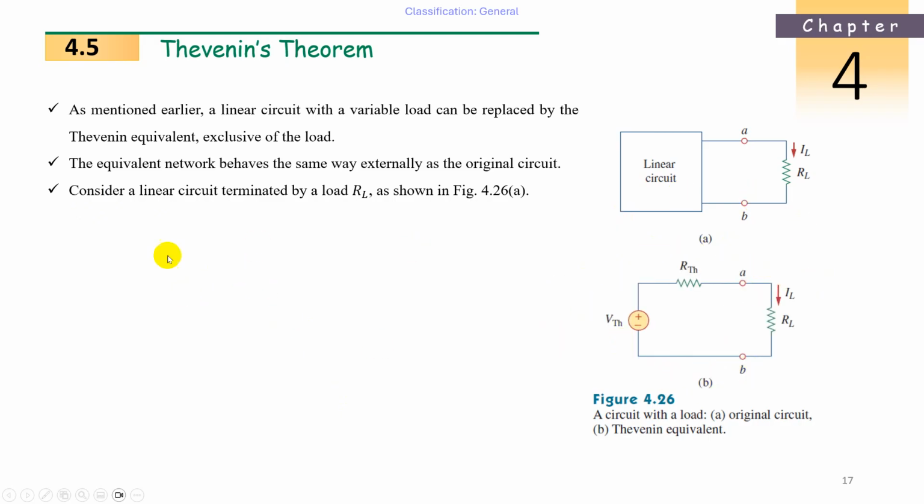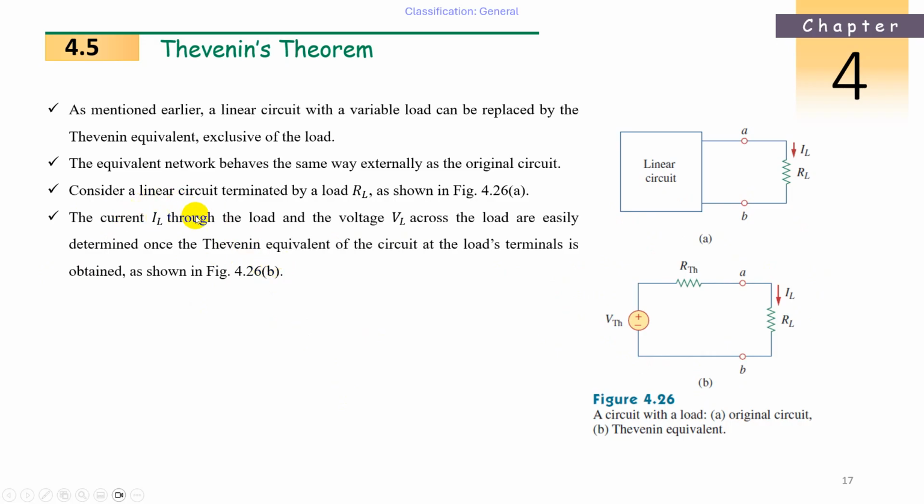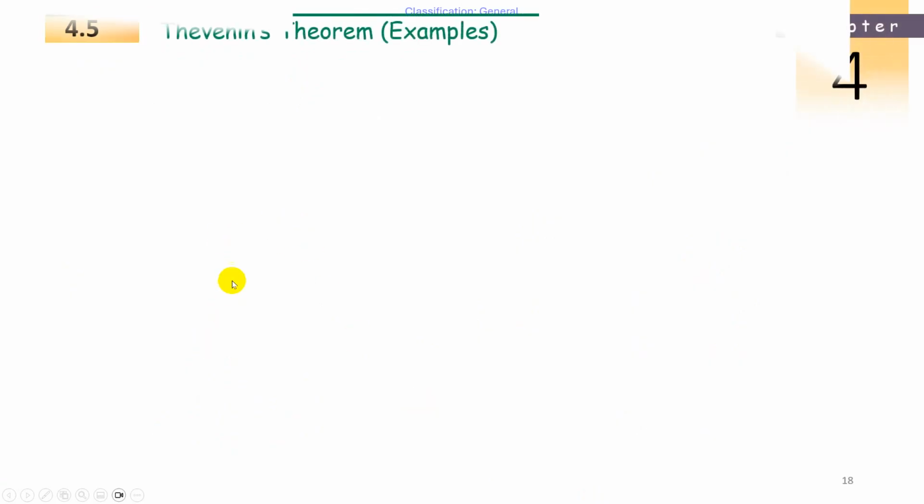Again, we are simplifying. Now next, the current IL through the load and the voltage VL across it at terminals A and B can be given by IL equals total voltage divided by total resistance, that is V Thevenin divided by R Thevenin plus RL. If you want VL, it is RL into IL. So VL is RL by R Thevenin plus RL times V Thevenin. So like this, we have to calculate the load current and load voltage. We have examples. In the next class, we will study that.